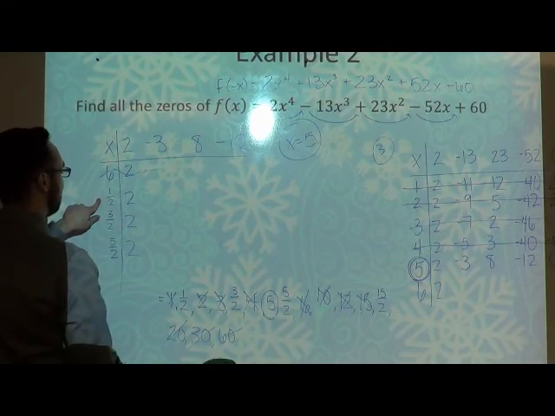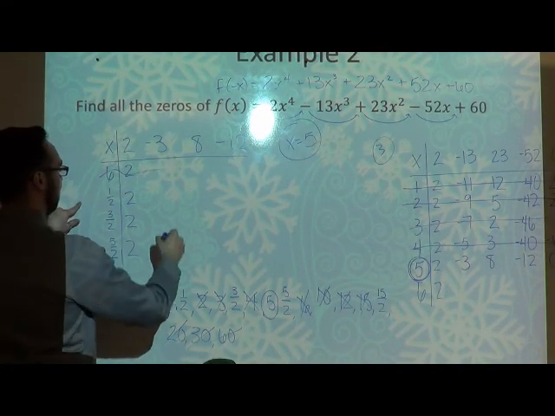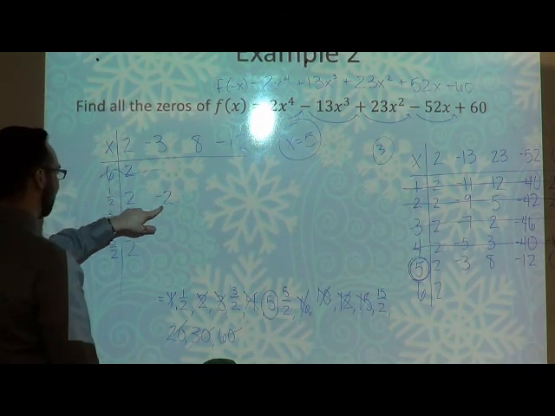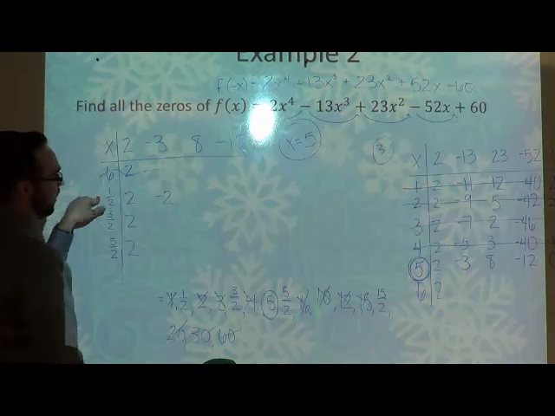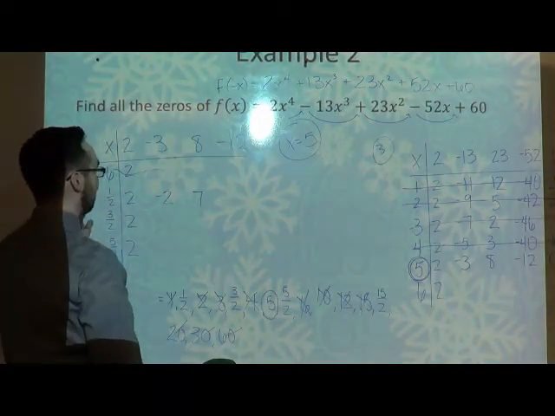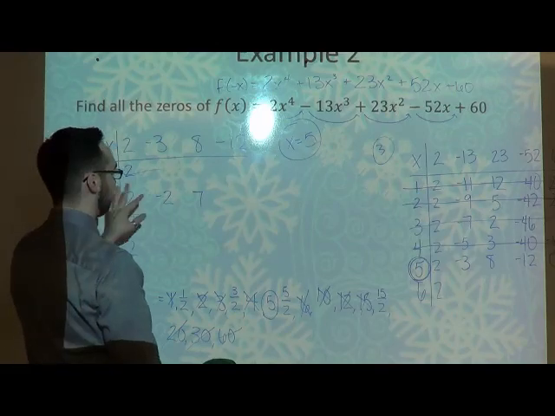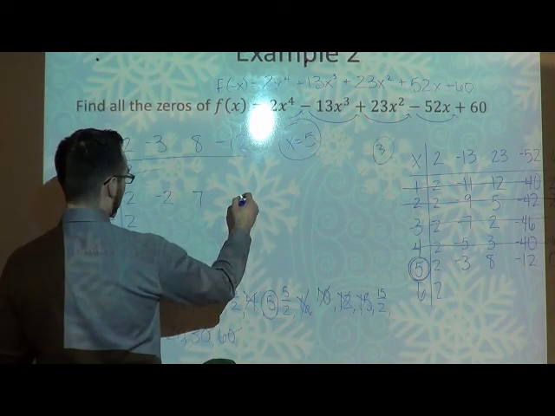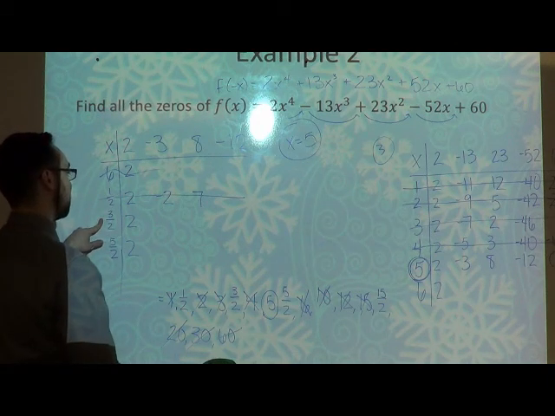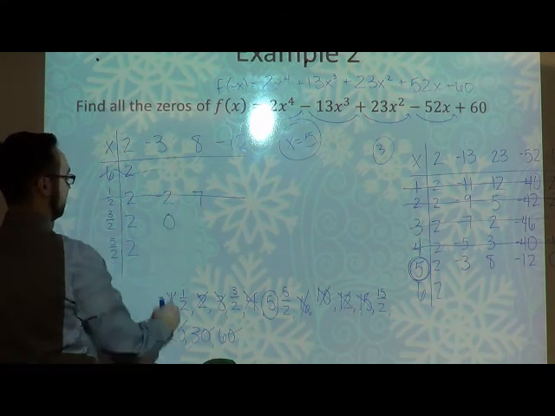So we have 2 times 1 half is 1, plus negative 3 is negative 2. Negative 2 times 1 half is a negative 1, plus 8 is 7. 7 times 1 half is 7 halves, or 3.5, plus negative 12 is going to be something negative. That doesn't work. 2 times 3 halves is 3, plus negative 3 is 0.